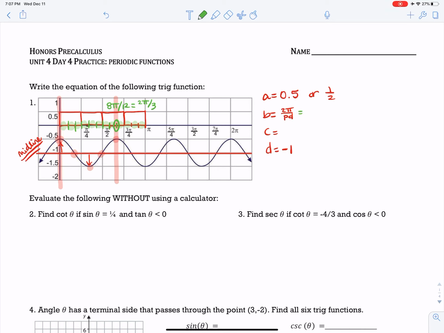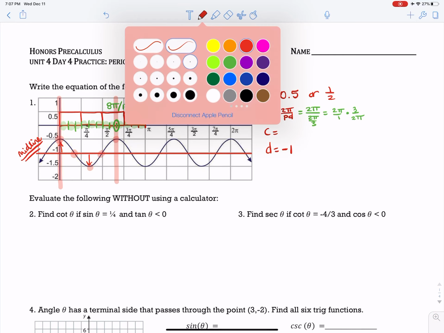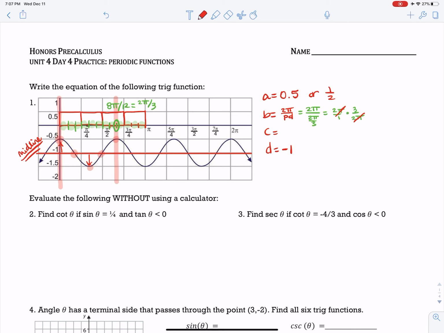So when we set this up, 2 pi divided by 2 pi over 3, we keep 2 pi over the top, put it over 1, change to multiply, and flip. Then if we use our cross simplify, 2 pi and 2 pi go away, and 3 divided by 1 is just 3. So that tells us what B is. And now we need our C.